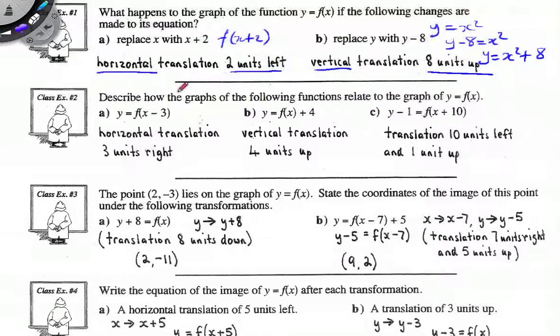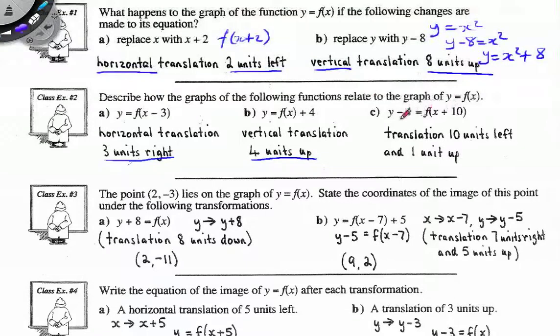Class example 2, describe how the graphs of the following functions relate to y equals f of x. So here, simply, it's moving 3 units to the right. We've affected the y, the whole thing has moved up, or has increased in value by 4. So it's moved up vertically by 4 units.